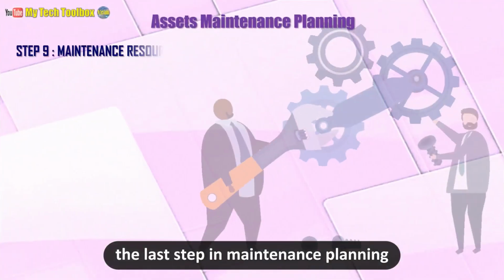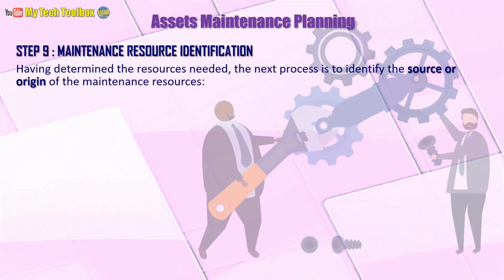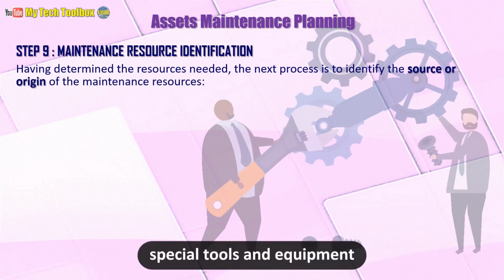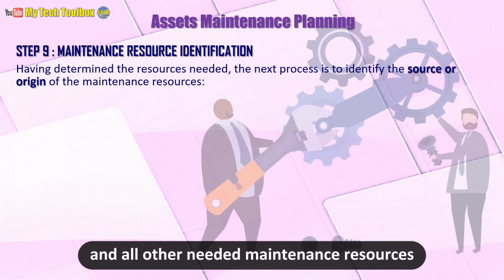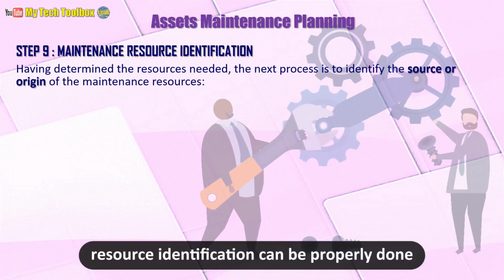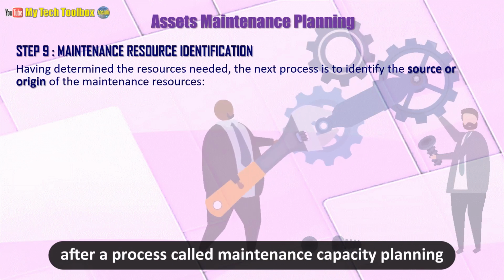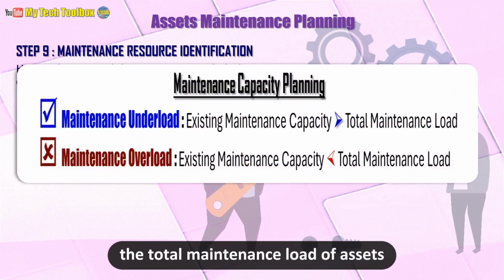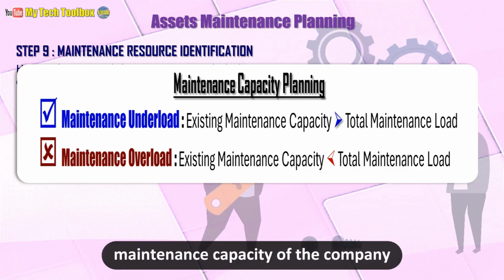The last step in maintenance planning is the identification of maintenance resources. To identify who or where the source of craftsmen, special tools and equipment, spare parts, materials and consumables, and all other needed maintenance resources. Resource identification can be properly done after a process called maintenance capacity planning is performed. It is done by equating the total maintenance load of assets against the total existing maintenance capacity of the company.